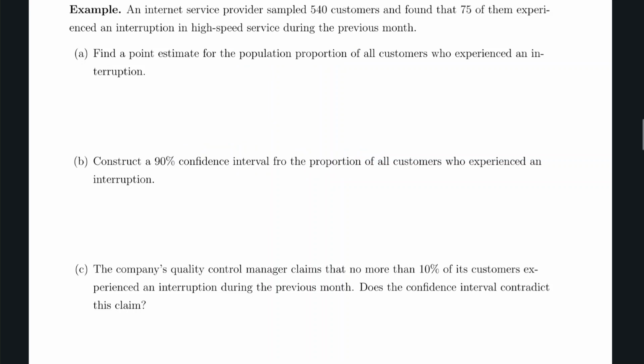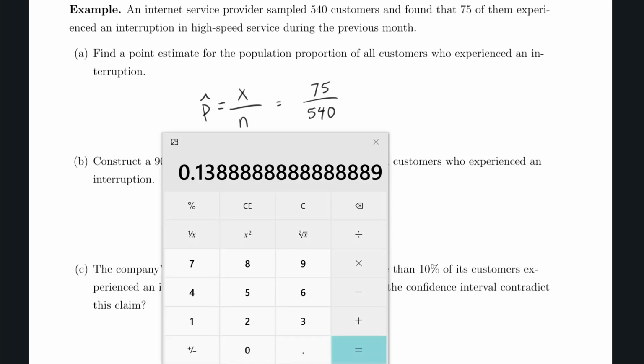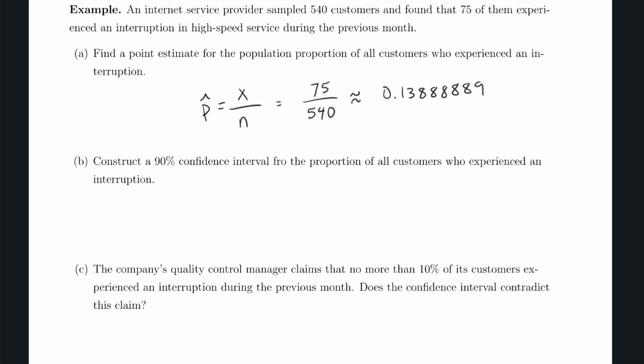Okay, so we know the point estimate, our p hat, is the number sampled in the category divided by the overall sample number. So for us, that is 75 out of 540, which I'm going to keep quite a few decimal places for since I'm just in an intermediate step, but I know it's about 0.138889. We know in this method at the end for the confidence interval, our last step, we round things to 3 decimal places, but until then we're going to keep quite a few of the decimal places for our intermediate calculations.